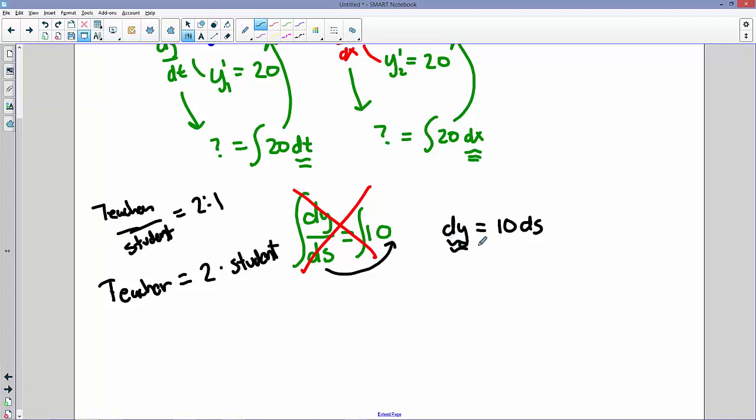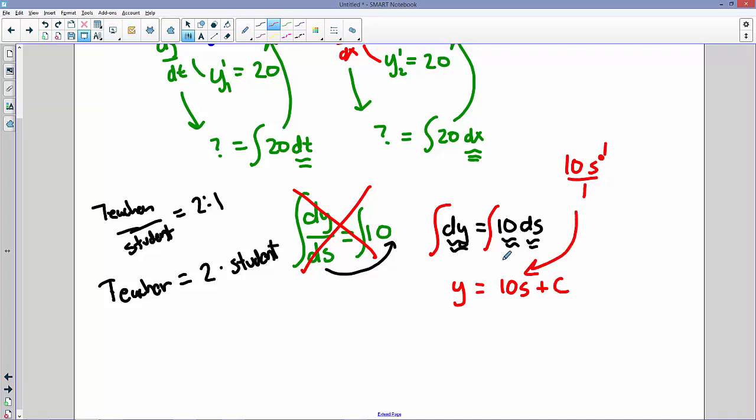We're just saying dy is 10 ds, right? So the change in y is 10 times more than the change in s. So every time s changes by 1, y changes by 10. Okay, and now when we integrate that, we get 10s plus c. And over here, we get y, right? So I raise the power from s to the 0. Remember, this is 10 s to the 0. So that 0 becomes a 1 divided by 1. And that's what we get when we integrate it, 10s plus c.